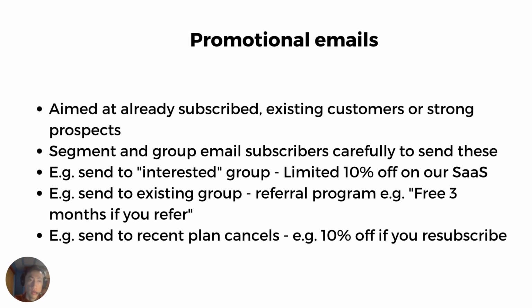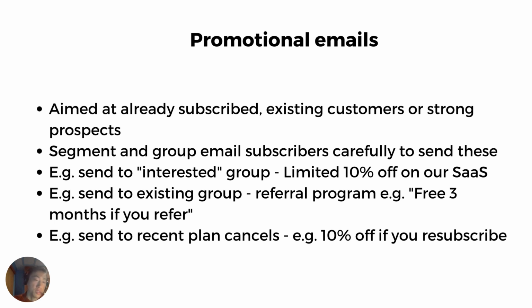And finally, the last category is promotional email. So this is usually aimed at already subscribed existing customers or strong prospects. How this works is you would segment and group email subscribers based on their behavior, right? So let's say that you have a group of people on your email list that have been consistently opening the emails and consistently clicking the links. You can track this in the email software, obviously, so you can see that they've been consistently opening the emails, clicking the links. That means that they're very interested, right?